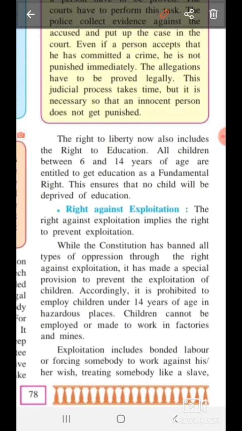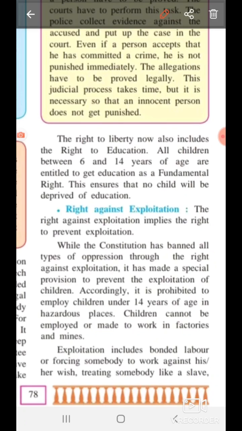Now let us learn about the right against exploitation. The right against exploitation implies the right to prevent exploitation. Now no one can trouble any person without reason. Therefore the constitution has banned all types of exploitation through the right against exploitation. Therefore it has made a special provision also to prevent the exploitation of children.